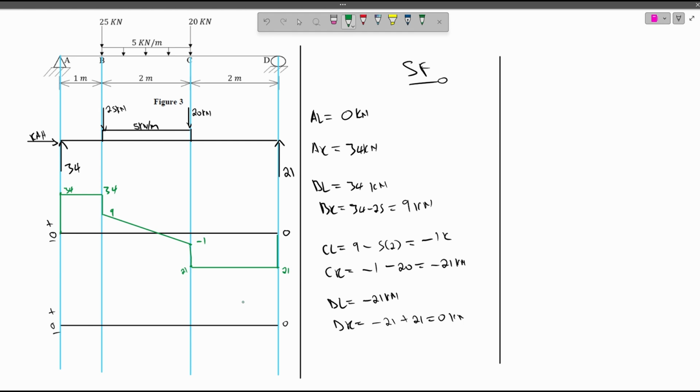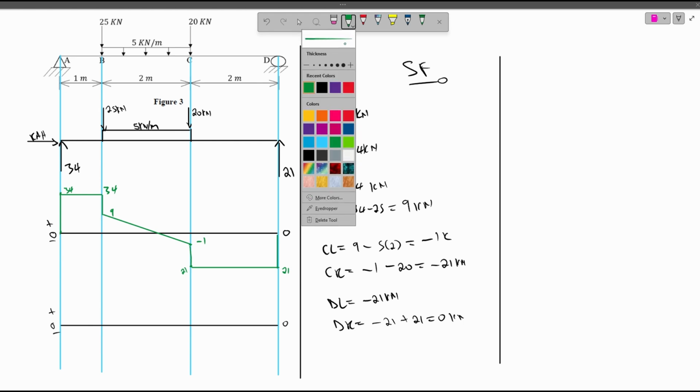Now every time in your shear force diagram when you experience something like this, you have to create a new point. You have to create a new point at that point.